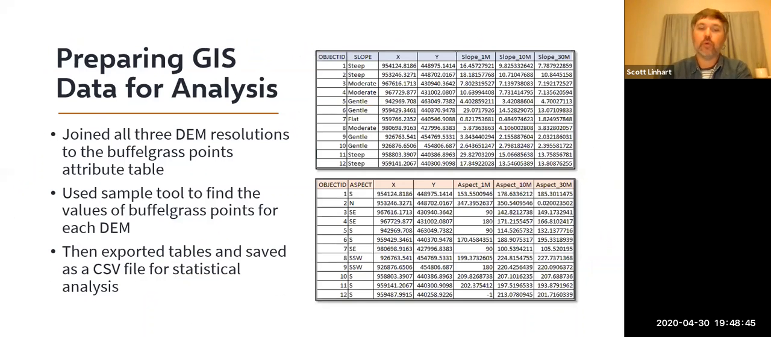The next step was to join the Buffelgrass tables with the slope and aspect tools. We then used the sample tool to find where the Buffelgrass points overlay the slope and aspect values for all three DEMs. We exported these as CSV files so we could use them for later statistical testing.